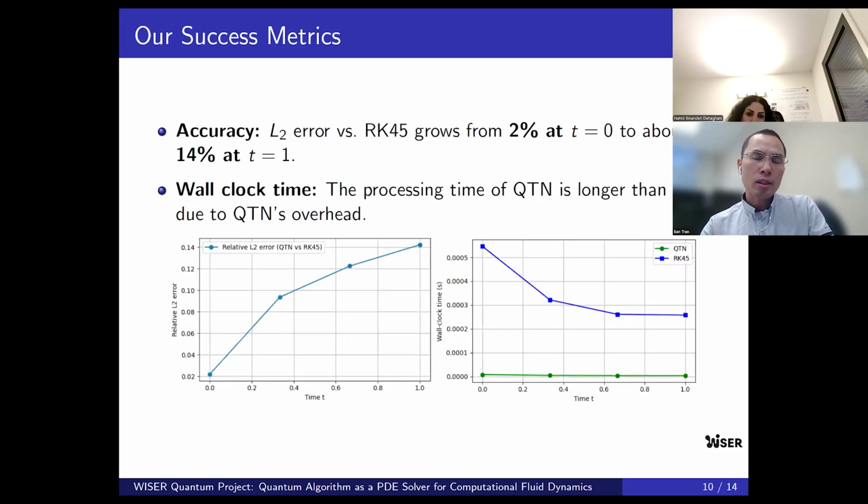We benchmark between the classical solution, RK45, and QTN, and you can see on the left is the L2 error between QTN and RK45. It increased from 2% to 14%. We also measure the wall clock time between the classical solution and the quantum-inspired solution. And of course, the classical solution has a shorter time because QTN has some overhead. Next, please.